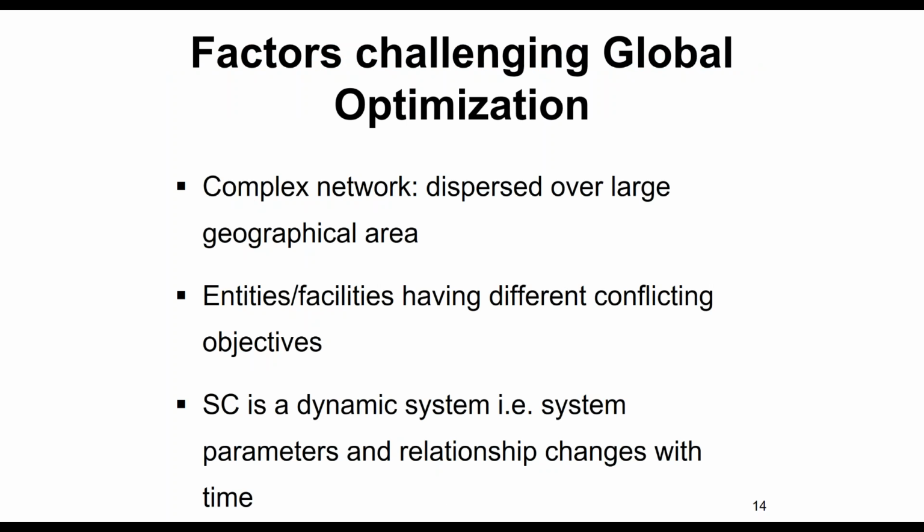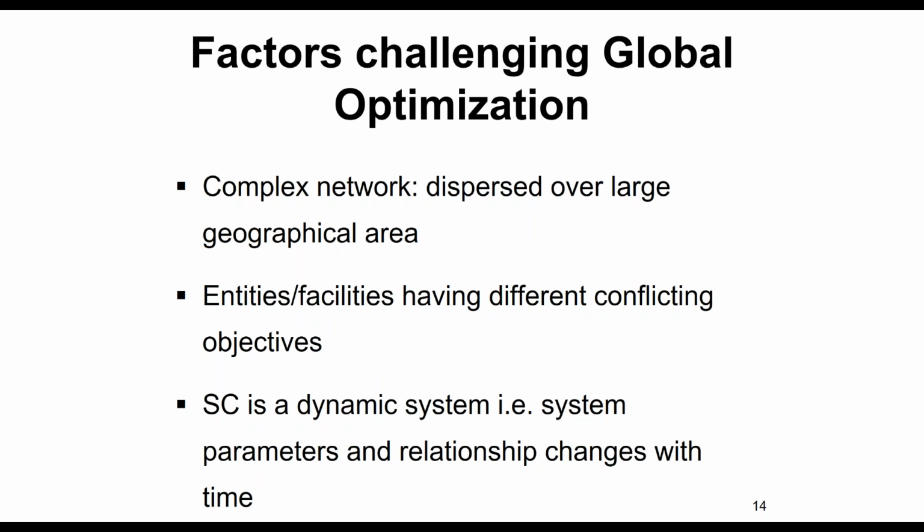If I talk about the factors challenging global optimization: again, complex networks over large geographical areas. The networks are spread all the way from India to Africa. India does a lot of export to Africa of industrial machines. America and Australia are perhaps the highest importers of almost everything apart from oil. They import almost everything from India, China, or the Southeast Asia region. So it becomes a very complex network, with entities and facilities having different, conflicting objectives.